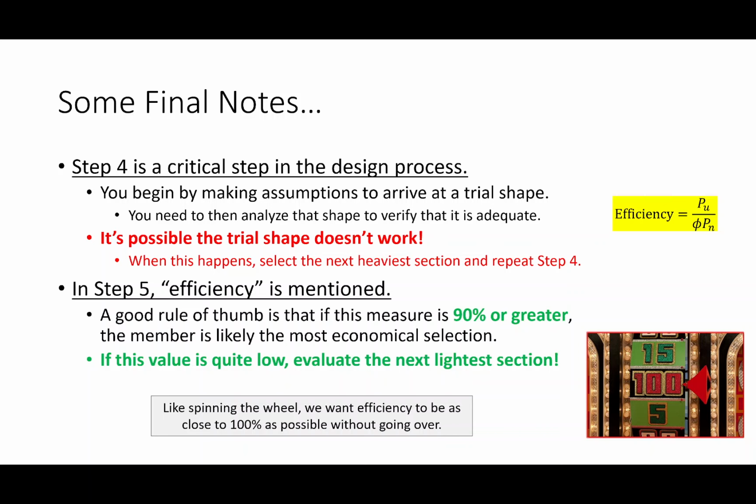It's sort of like spinning the wheel on The Price Is Right. If you spun the wheel and you have 95 cents, would you spin the wheel again? No, right? Because how does it work? You got to get as close to $1 without going over. What would happen if your efficiency was 105%? What would that mean? Bad thing. It would mean the load is greater than the resistance and the member is unsafe. So we want our efficiency to be as close to 100% as possible, but not larger than 100%. So if your efficiency is 90% or greater, that's good enough for design. And I'm going to leave it at that.